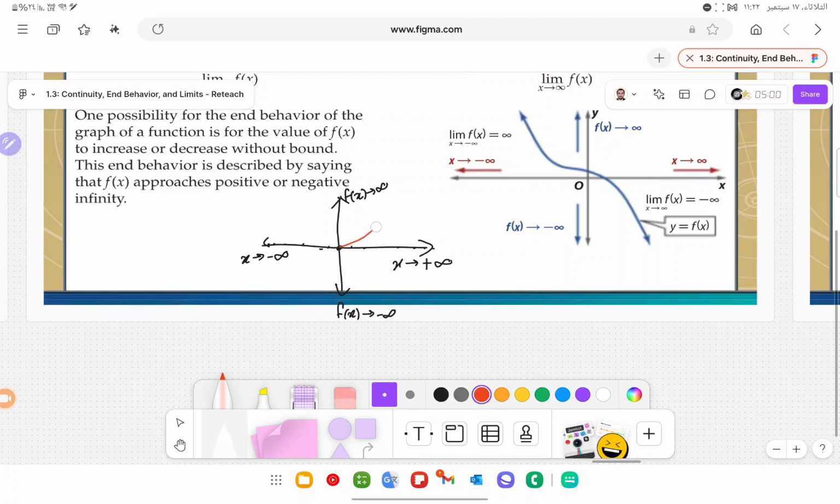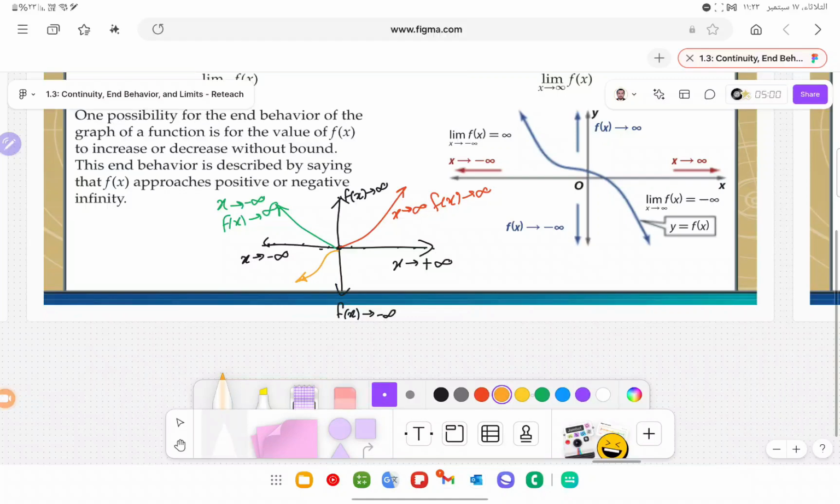So for example, if the function goes like this, that means when x approaches positive infinity, f of x goes where? Positive infinity, because both of them are on the positive side. Now if the function goes on this side, that means when x approaches negative infinity, f of x goes where? F of x goes to positive infinity. Okay, the same thing happens here. So the same thing when x is negative infinity, f of x is negative infinity.